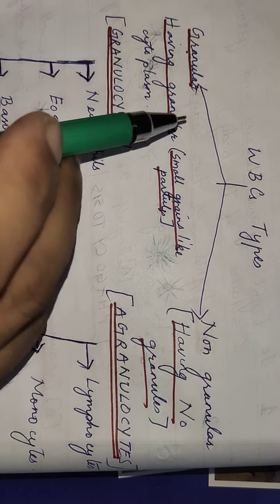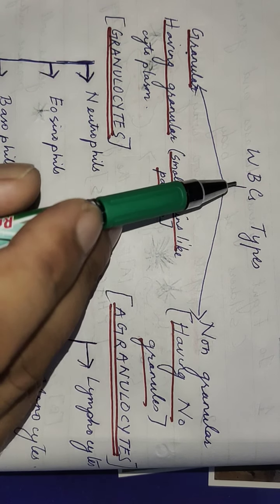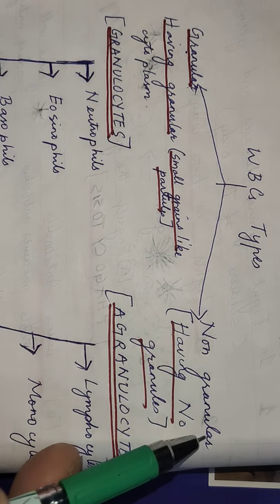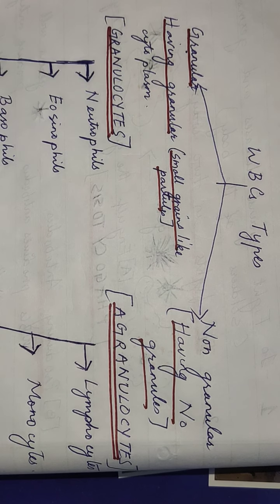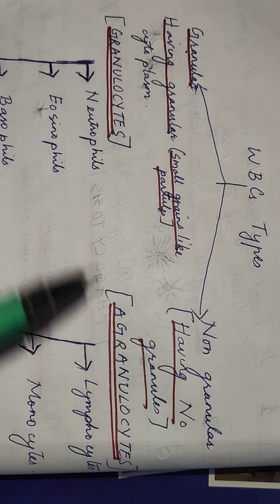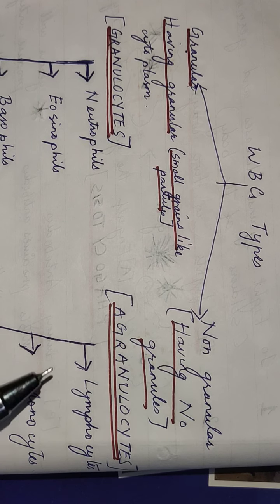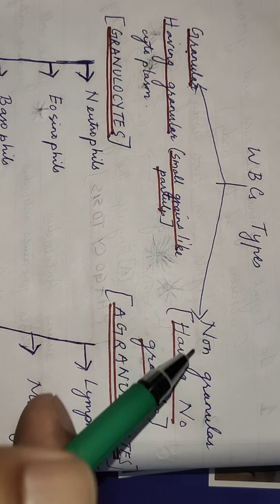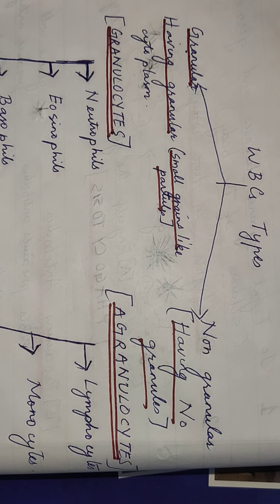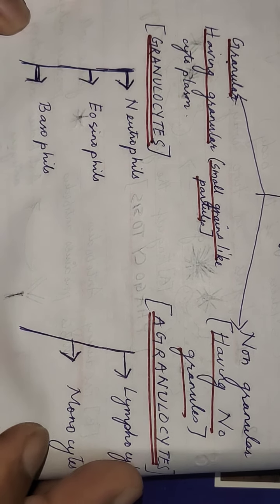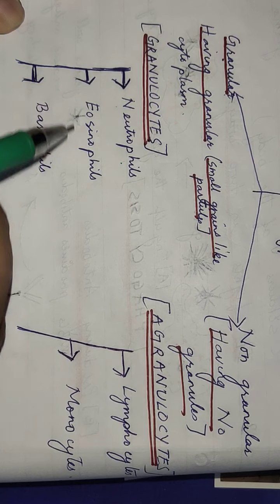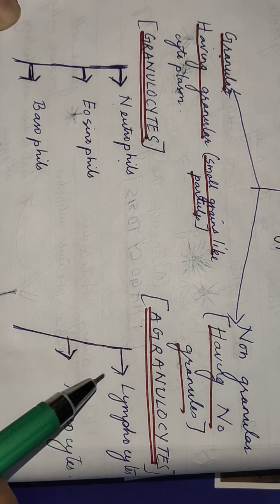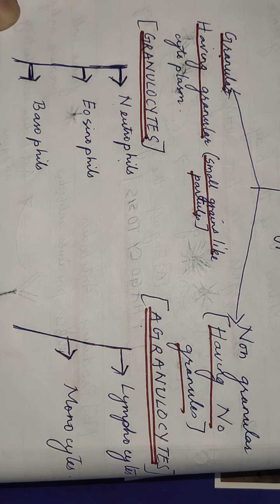All right, so WBC types. Okay, we're going to do the WBC types. It is of two types, that is granular and non-granular. Granular means having granular cytoplasm, means small grain-like particles, and non-granular means having no granules. Another name for granular is granulocytes. Another name for non-granular is agranulocytes. Granulocytes are of three types: neutrophils, eosinophils, and basophils. Agranulocytes are of two types, that is lymphocytes and monocytes.